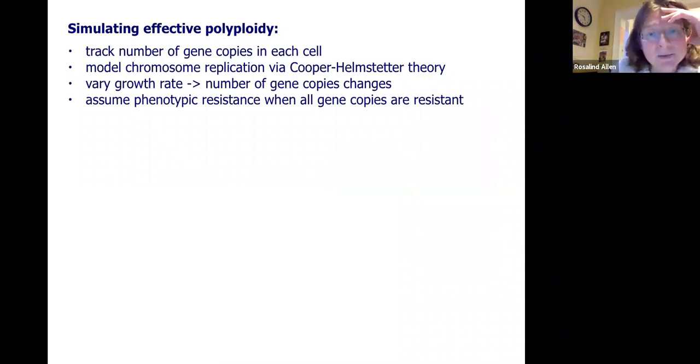Well, we just do a simulation where we track individual cells and we track the number of gene copies in each cell. And we model the whole process of chromosome replication via this Cooper-Helmstetter theory, which tells you how many copies you're supposed to have for a given growth rate and what time the initiation of replication will happen and so on. And then in our simulations, we can vary the growth rate. And as we vary the growth rate, the number of gene copies will change via this Cooper-Helmstetter theory. And as I said before, we're going to assume a recessive resistance mutation such that we only get phenotypic resistance when all the gene copies are resistant. So we're essentially simulating the process that I showed in the diagram in the previous slide for a population of cells.